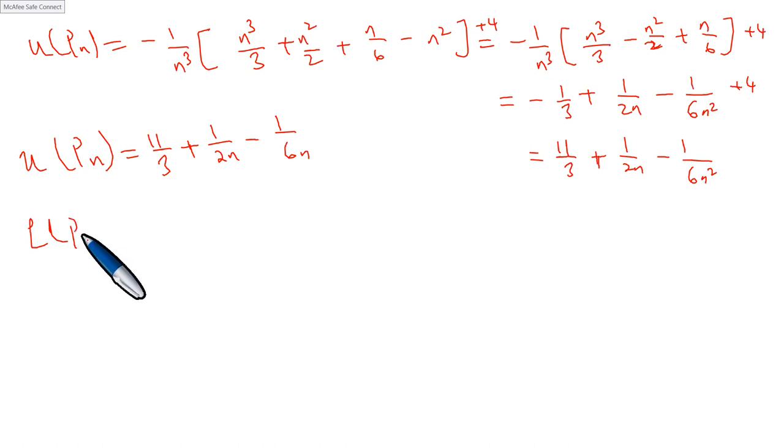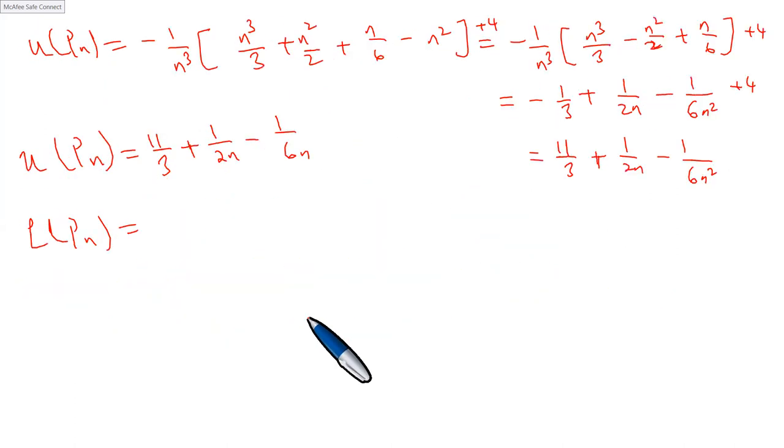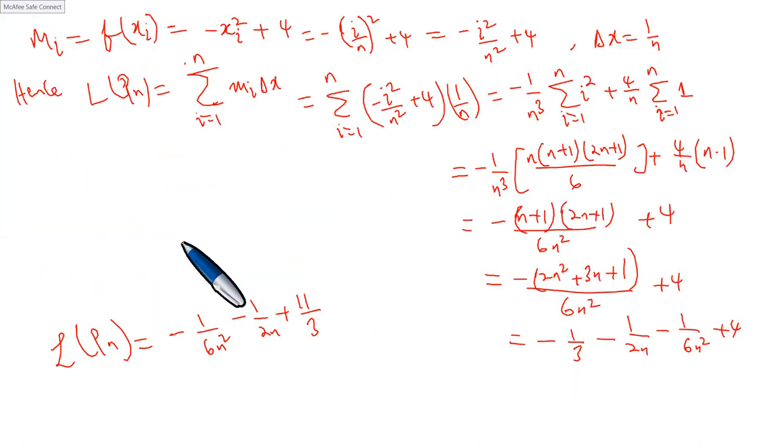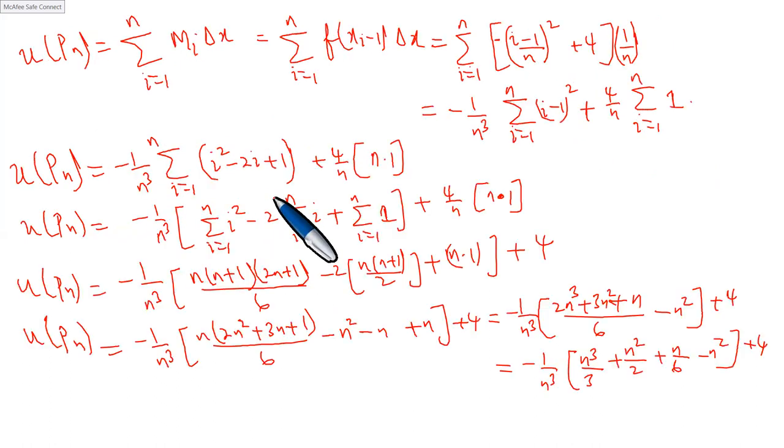Right, let's look at LPN. We put it from the other side. It's 11 out of 3. If you like, you can start by writing the 11 out of 3. But they're easy to compare. Minus 1 over 2n minus 1 over 6n squared.